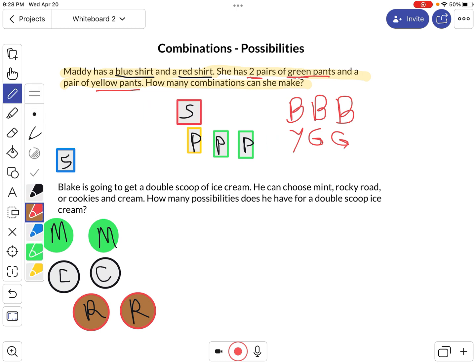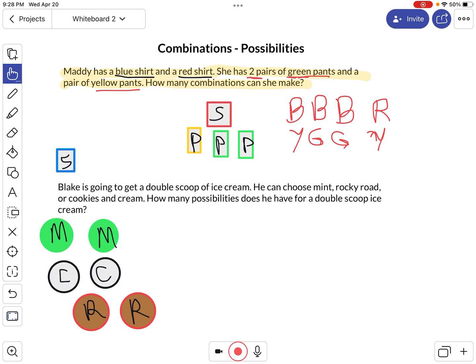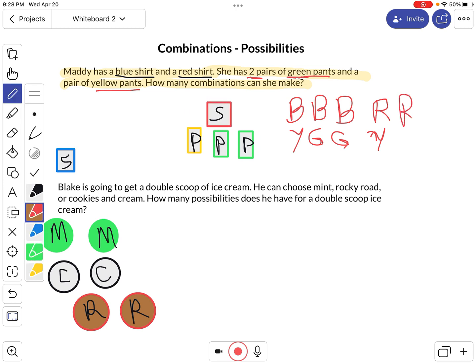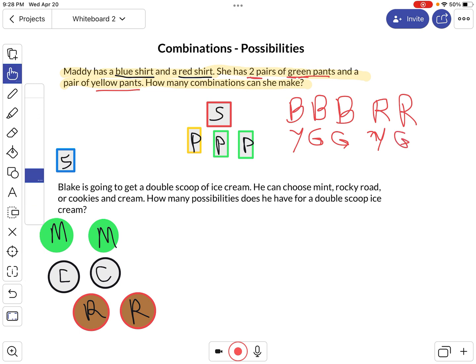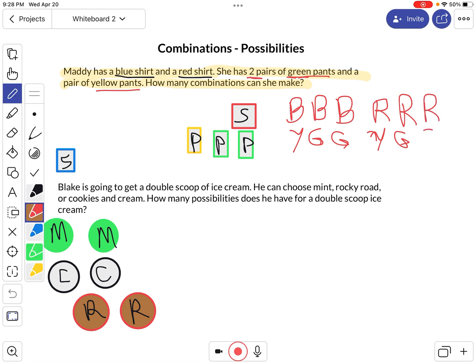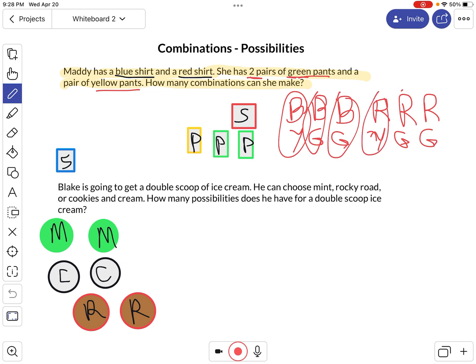So now I just made a combination that looks like this: red shirt with yellow pants. And then I can do the red shirt with the green pants. Red shirt with green pants. And then the red shirt with the other green pants. Red shirt with the other green pants. And so you can see all together I have 1, 2, 3, 4, 5, 6 different combinations, or 6 different outfits. So I'm going to write 6 combinations. That's my answer to that kind of problem.